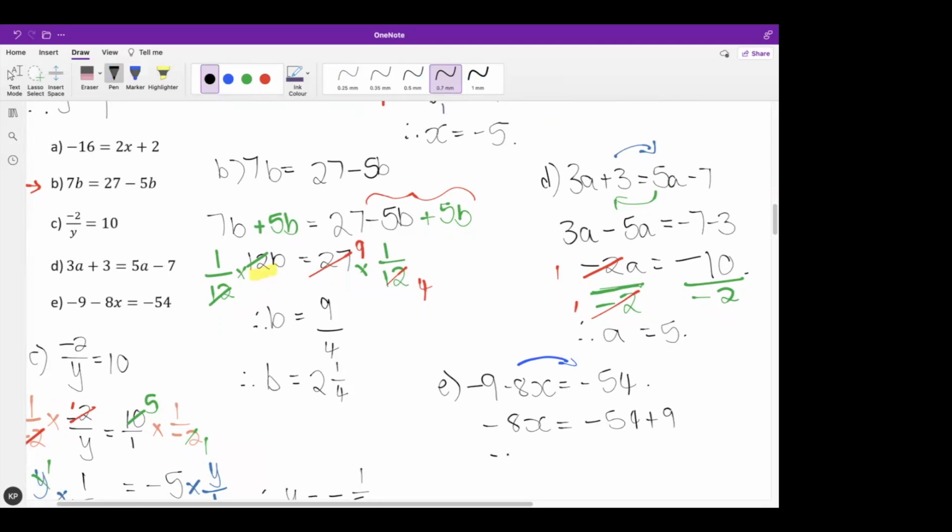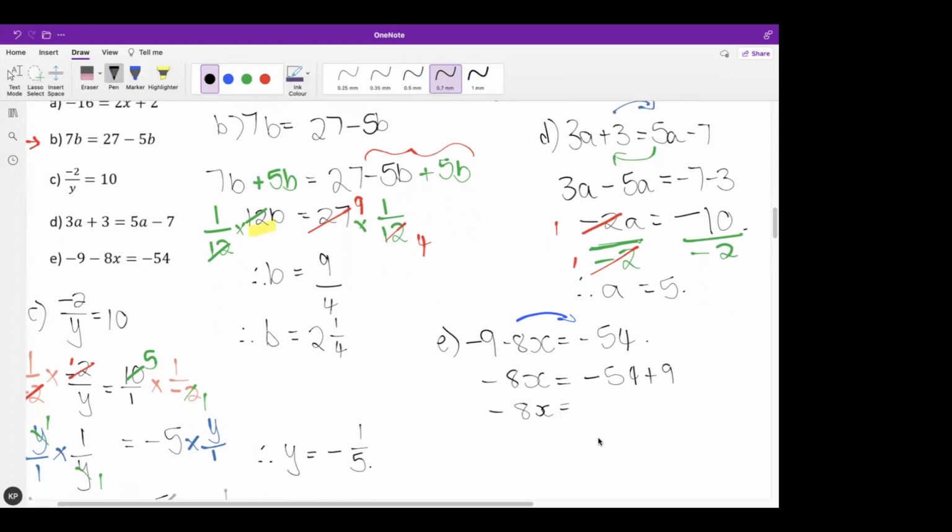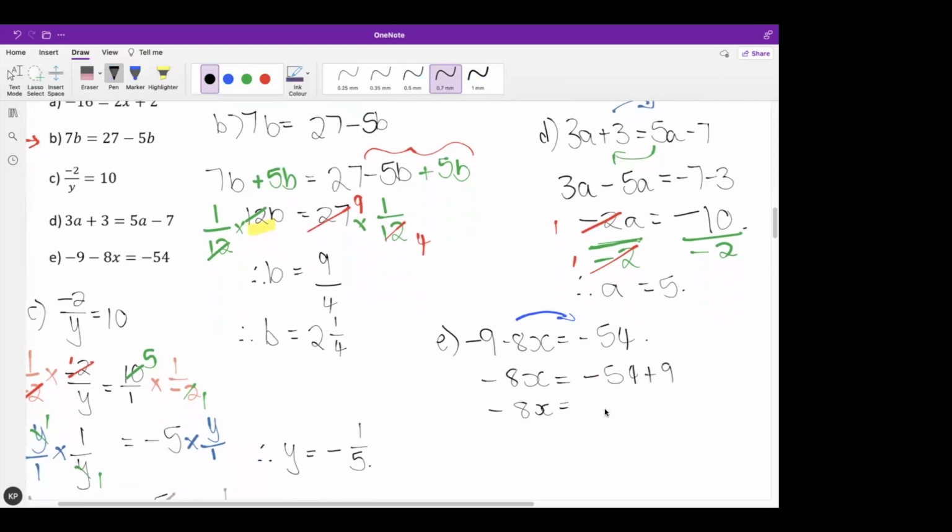What's negative 54 plus 9? Negative 54 plus 9. Oh, we have a lot of disagreements there in the chat. It is technically going to get smaller in digit. There we go. So this will give me negative 45. It's okay, Seth. That's why we're doing this, right? So we don't make the mistakes in exams.